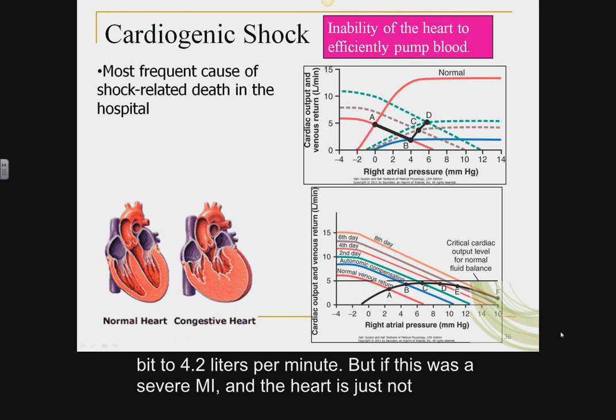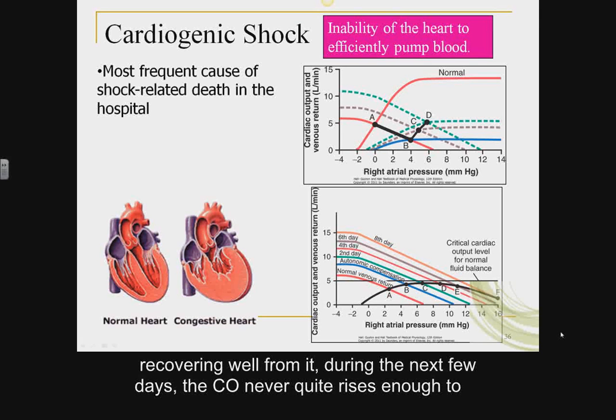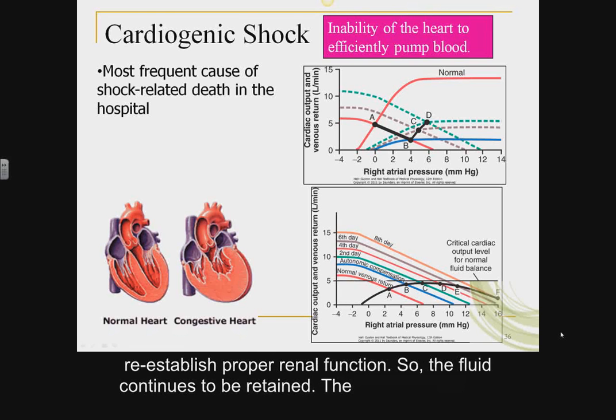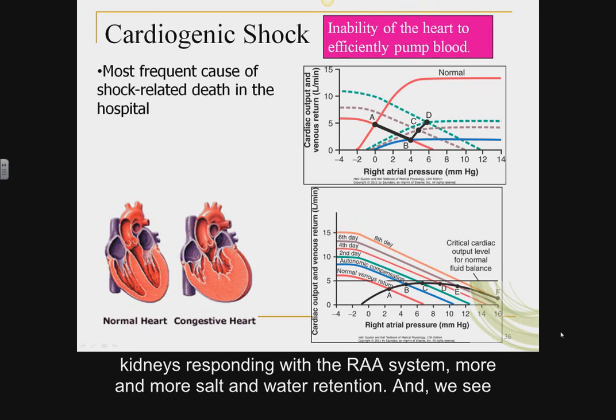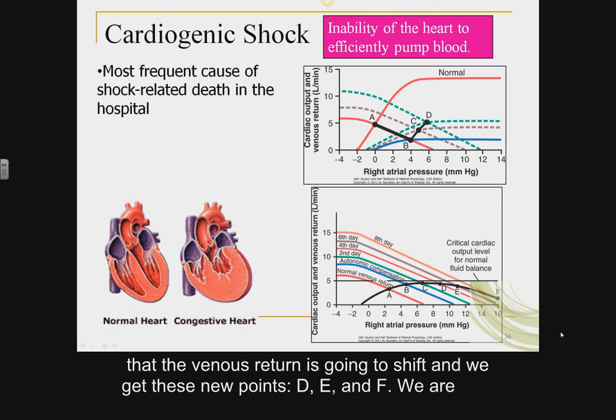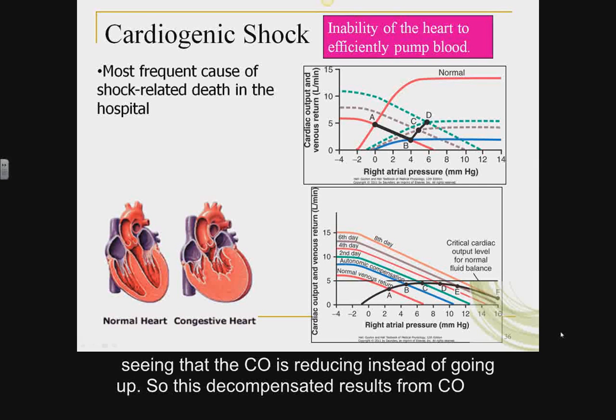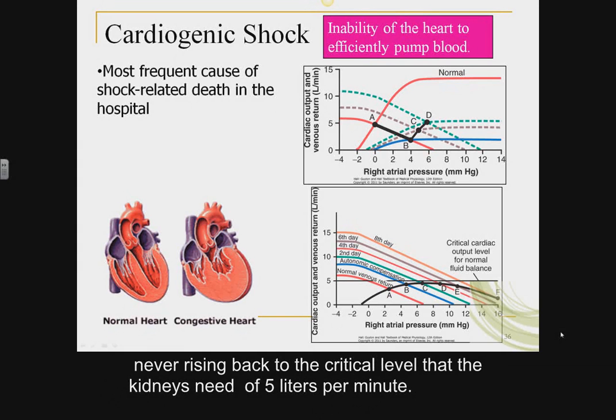We see on the second day after the heart attack the patient's cardiac output improves a little bit to 4.2 liters per minute. But if this was a severe myocardial infarction and the heart just is not recovering well from it, during the next few days the cardiac output never quite rises enough to reestablish proper renal function. So fluid continues to be retained. The kidneys respond with the RAA system with more and more salt and water retention. And we see that the venous return is going to shift, and we get these new points D, E, and F. We are seeing that the cardiac output is reducing instead of going up.